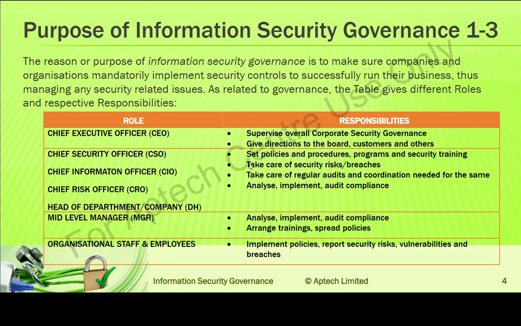They set policy and procedure and implement all these responsibilities. These are the roles. The function of the chief security officer is to set policy and procedure, program and security training. The chief information officer, the CIO, takes care of security risk and breaches. The chief risk officer takes care of regular audits and coordinates the need for them. And the head of department analyzes, implements, and audits compliance. So that's what they do.